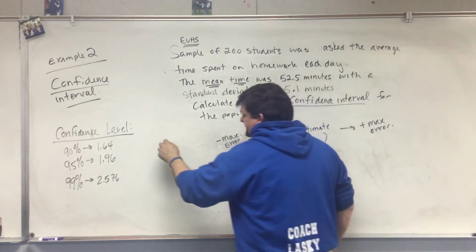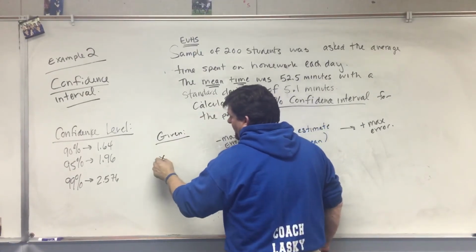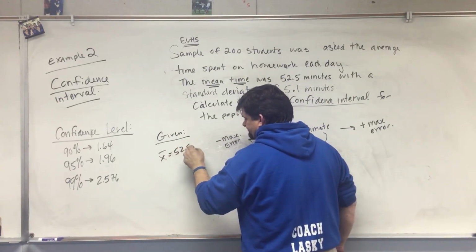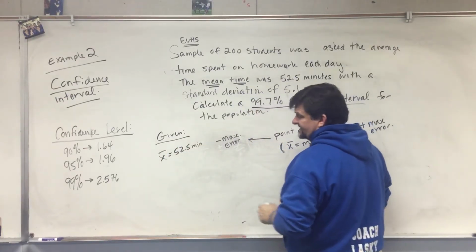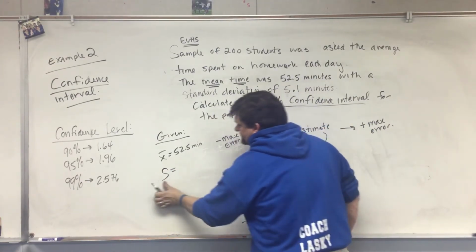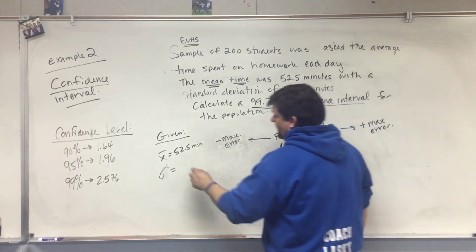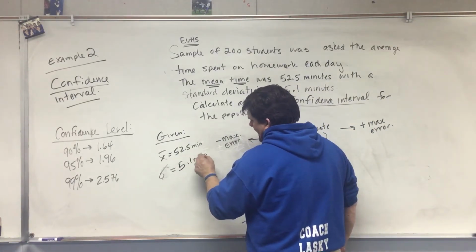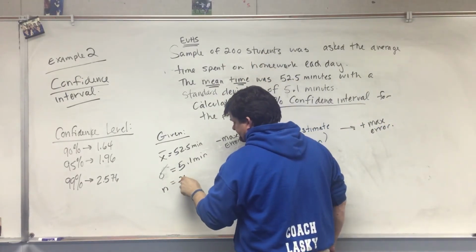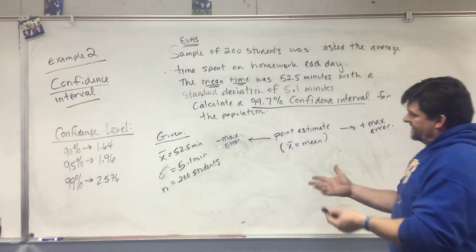So what we're given is this, guys. We're given an X bar of 52.5 minutes. That's our guess, that's our estimate. And we're given a standard deviation of 5.1 minutes. And how many people did we ask? We asked 200 students. So, we've got our pieces together.